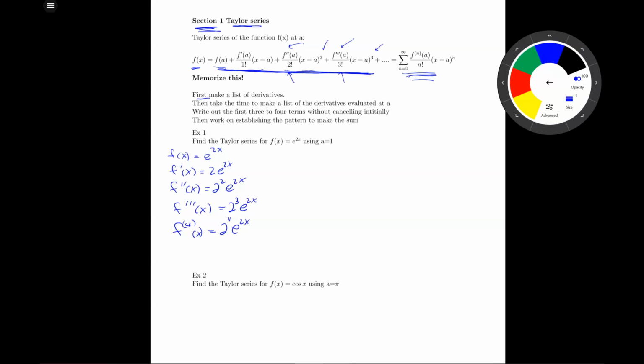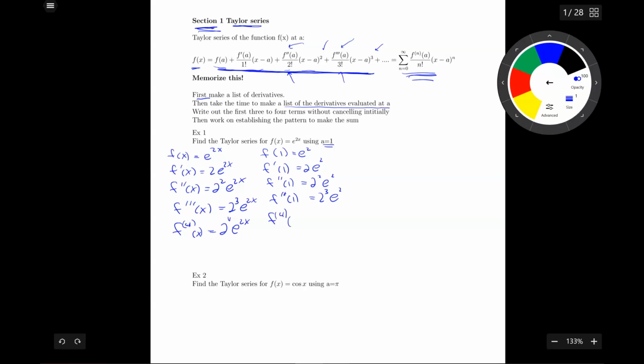Then I'm going to take the time to write out the list of derivatives evaluated at a. So in the next column, I'm going to say f of a, or f of 1, is e squared. F prime of 1 will be 2 times e squared. Double prime of 1, 2 squared e squared. So you're seeing the pattern, 2 cubed e squared. 4th derivative at 1, 2 to the 4th e squared.